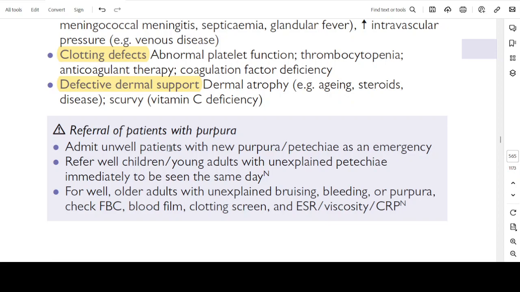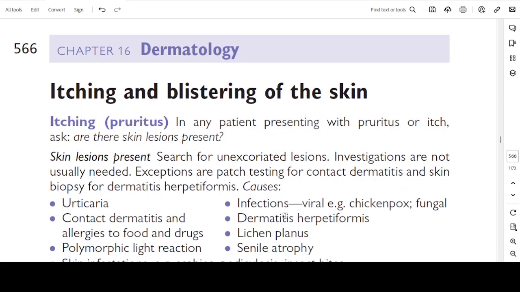For well older adults with unexplained bruising, bleeding, or purpura, check the FBC, blood film, clotting screen, ESR, viscosity and CRP. So when it is older adults and the patient is well, with no other symptoms, and unexplained bruising, bleeding, purpura, check a full blood count, blood film, clotting screen, ESR, viscosity and CRP, and then if necessary you refer.